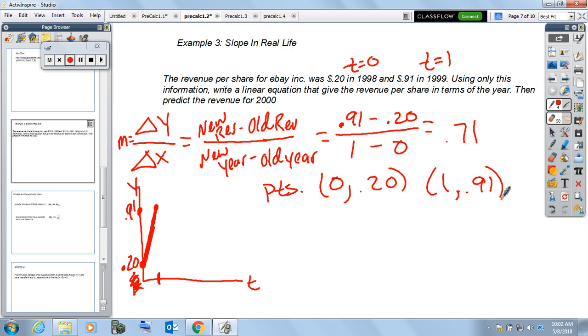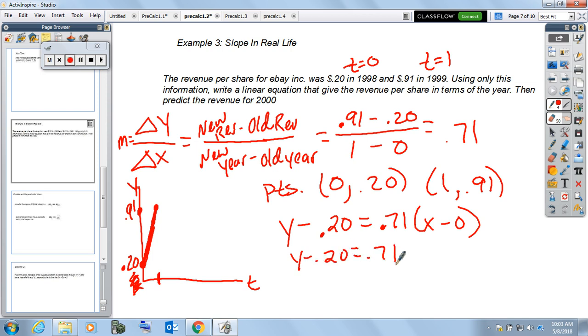We just talked about point slope form, guys. So y minus, I'm going to use 0.20 and zero because it's usually easier to use a 0 if you can. So we'll put our y1 in there, equals our slope, which was 0.71, times x minus 0 in this case. So y minus 0.20 equals 0.71 times x, because there is nothing multiplied by 0. And y equals 0.71x plus 0.20 when I add it on over. And that is the equation for our line.